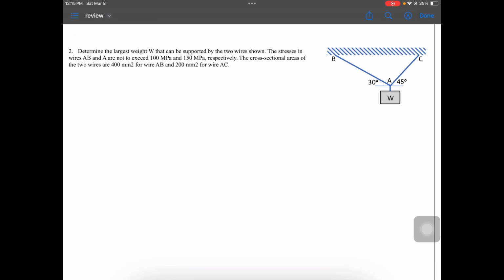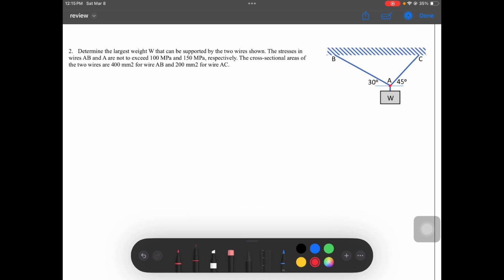So, as you can see, this is a concurrent force system. So, determine the largest weight that can be supported by the two wires shown. The stresses in wires AB and AC are not to exceed: AB is 100 and then AC is 150 MPa, and then the cross-sectional areas, AB is 400 and then cross-section of AC is 200.